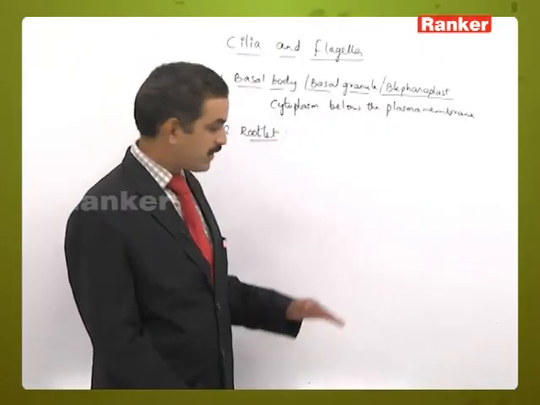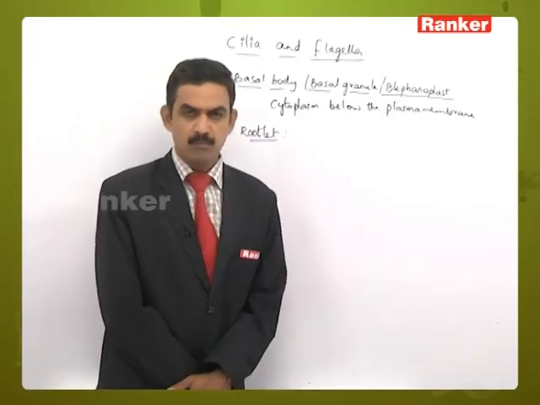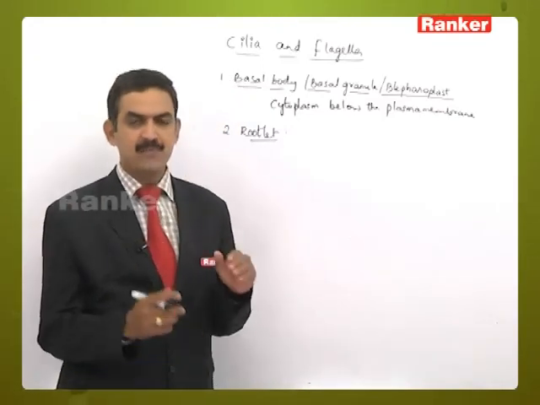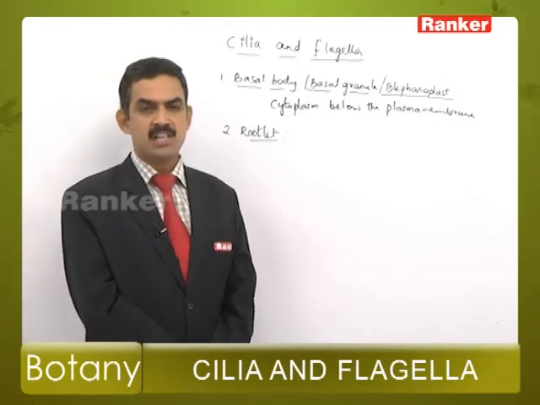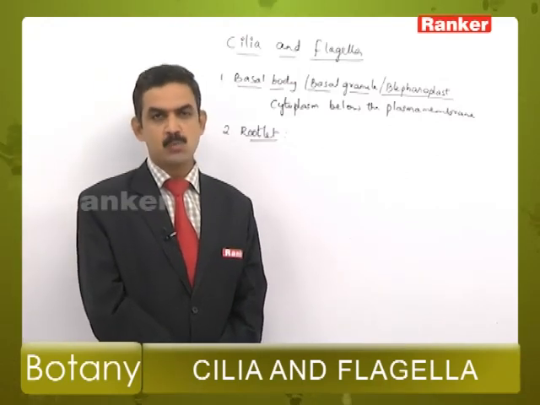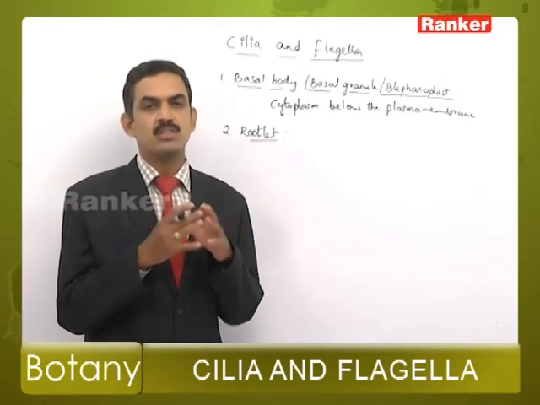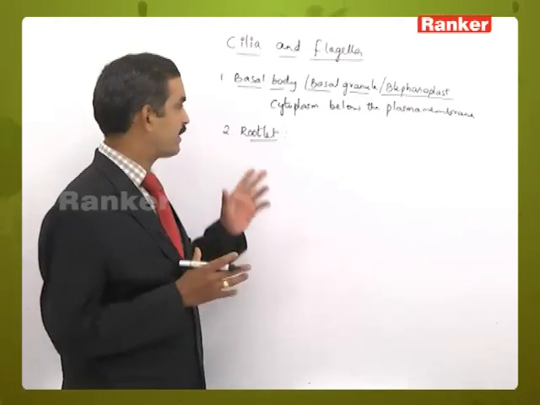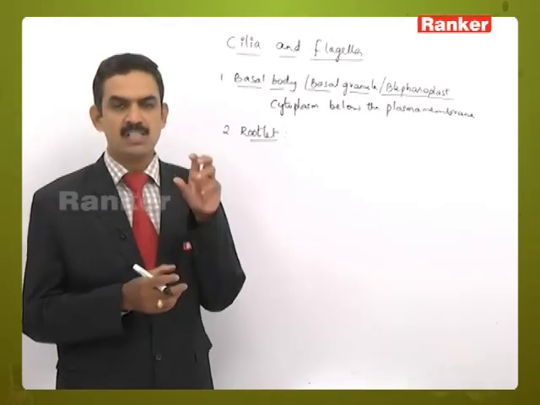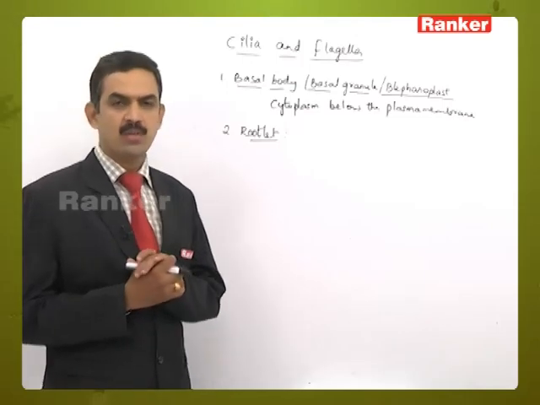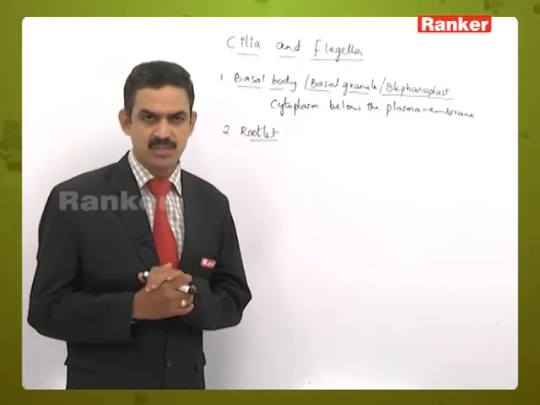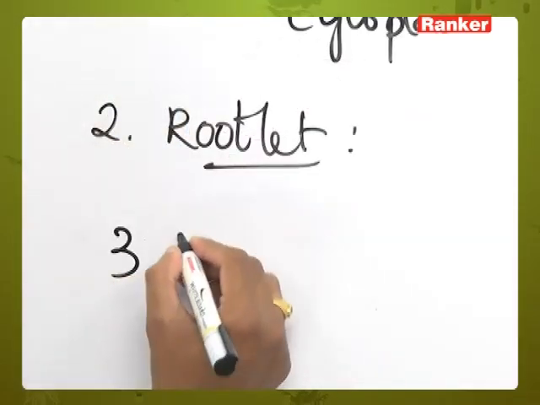Rootlet is the part which is present below the basal body that we have seen in the diagram. It is present in the cytoplasmic content and provides some sort of strength to the basal granule. That part is called a rootlet, which is made up of tubular, proteinaceous structures. Then the third part is called a basal plate.